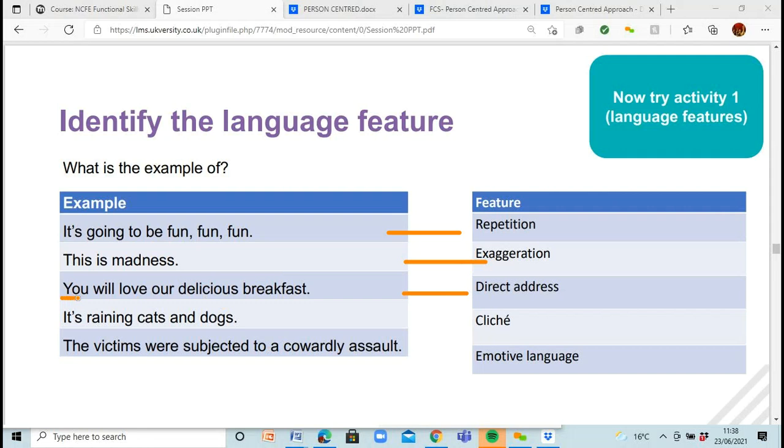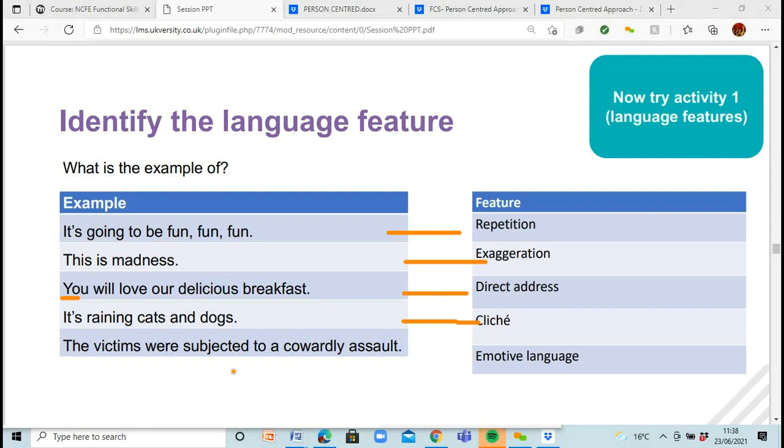That's a direct address because they've got you. You will love our... direct. And then you've got it's raining cats and dogs. It's a cliche because it's not actually raining cats and dogs. You've not got cats and dogs flying out of the sky. It's just that it's raining so heavily, you say it's raining cats and dogs.